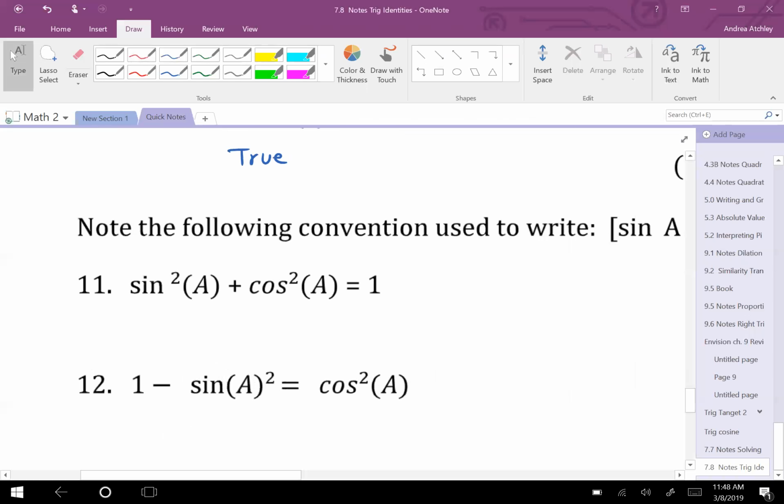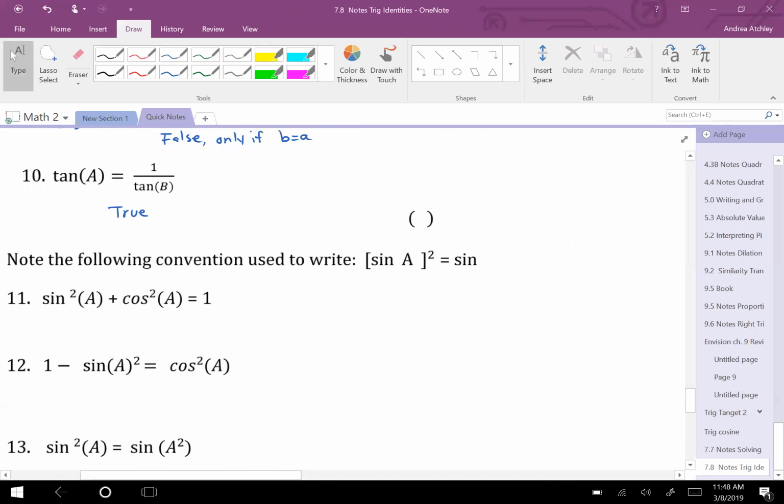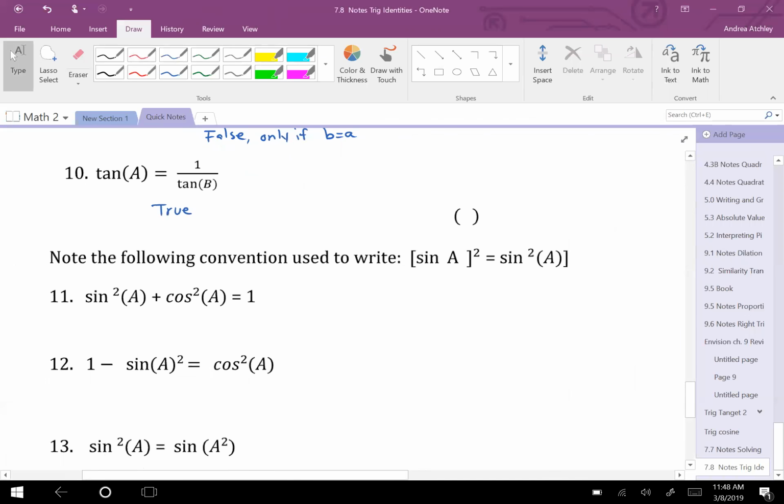Okay, so the following convention is used to write this. Usually, the sine of A squared is equal to sine squared A. So these two things are equal. It's a little confusing, but that's how they write it. So they want to know if sine squared of A plus cosine squared of A is equal to 1.